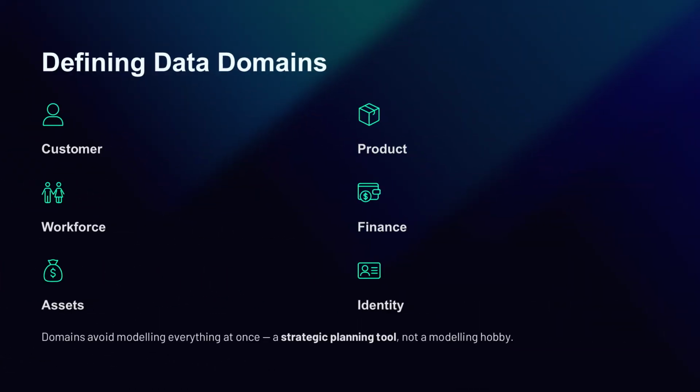With data failures understood, you can use data domains to make data architecture manageable. A data domain is a logical grouping of enterprise data that aligns to business concepts such as customer, product, workforce, finance, assets, or identity. Data domains help you avoid the trap of modeling everything at once. They also provide a clear basis for ownership and governance. When you define data domains, you can clarify which domain is most critical to the value streams you prioritized in phase B, and you can focus architecture effort where it will deliver the most outcome impact. This makes data architecture a strategic planning tool, not a modeling hobby.